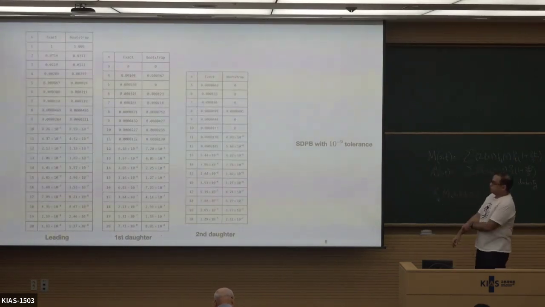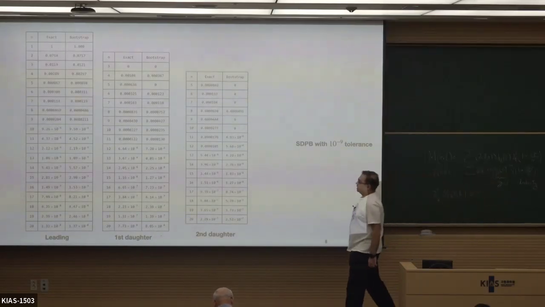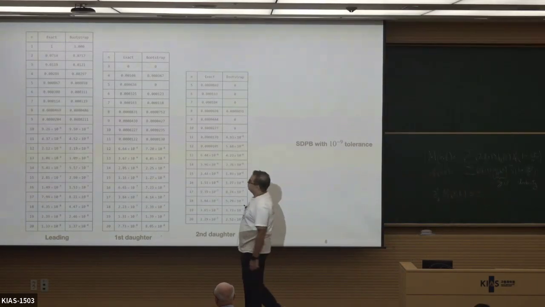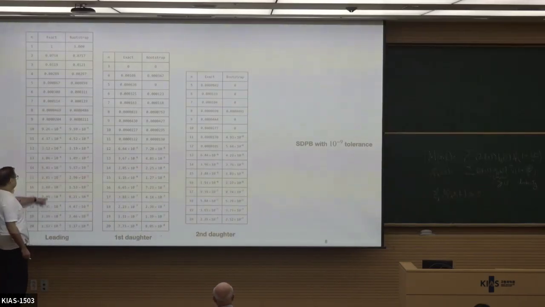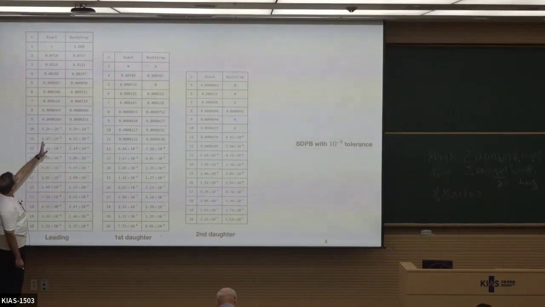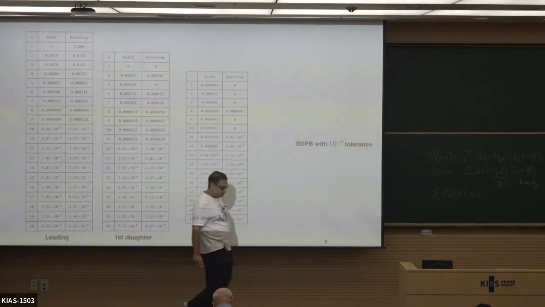So this is the output of this game that we play. We are minimizing this minus W00. This is the exact answer that is expected from string theory. The first column is from the known answer, and the second column is from this numerical game that we play. This is what you get for what is called the leading Regge trajectory. This is the first daughter, and this is the second daughter.